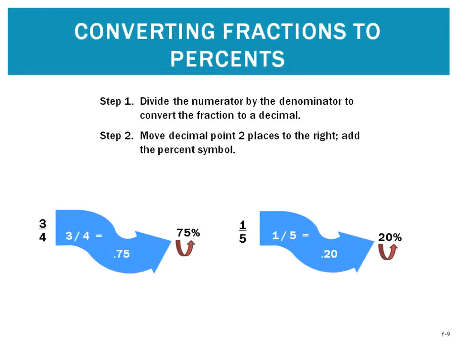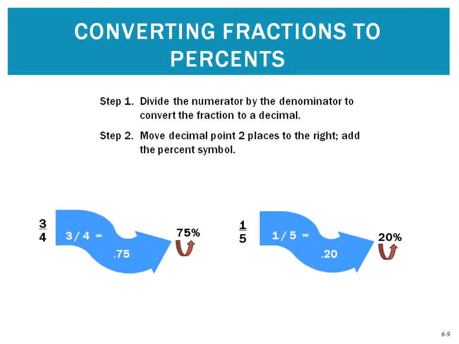How do you convert fractions to percents? Well, same thing. Make it a decimal and then make it a percent. Okay? So first, you want to make your fraction a decimal. How do you do that? You just divide it out. So 3 divided by 4 is equal to 0.75.